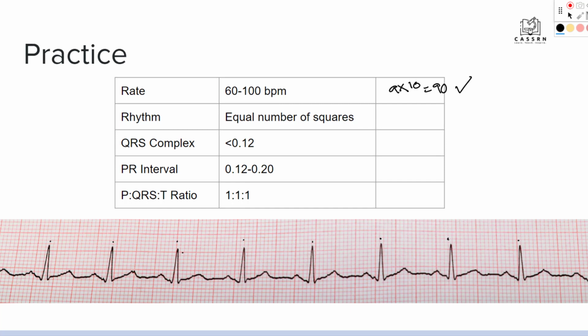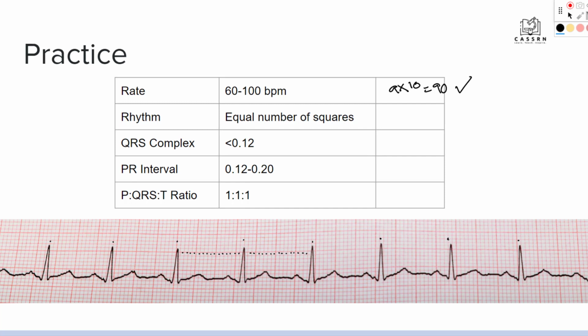So we've got 15. Then we're going to go to the next one. And that one is also 15.